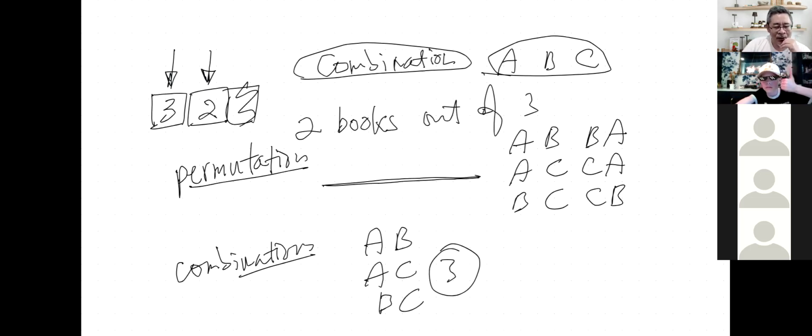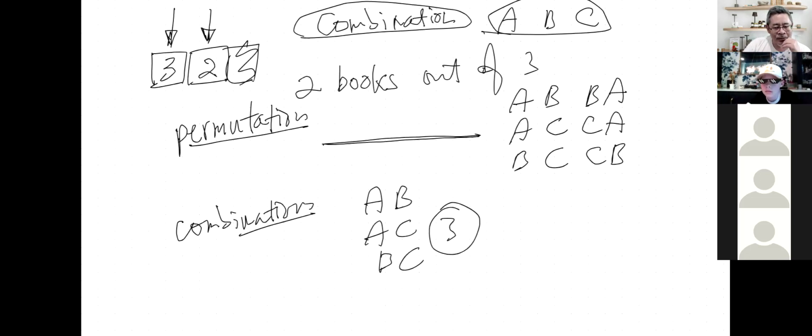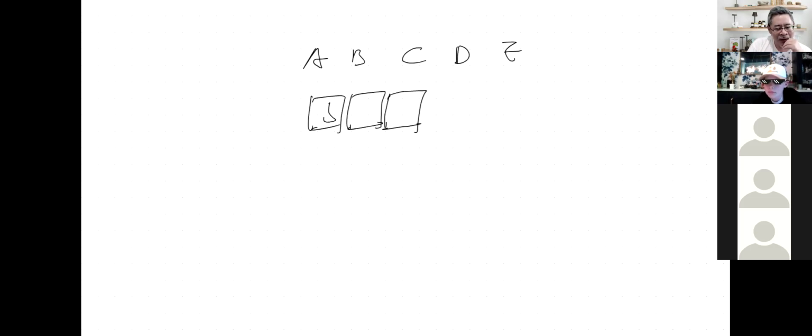Okay, so now we're going to look at 3 out of 5. Now, 3 out of 5, if it's permutation, we know we have, say, A, B, C, D, E. So we have the first choice, 3 out of 5. We got 5, 4, 3. So 5 times 4 times 3, that's 60.